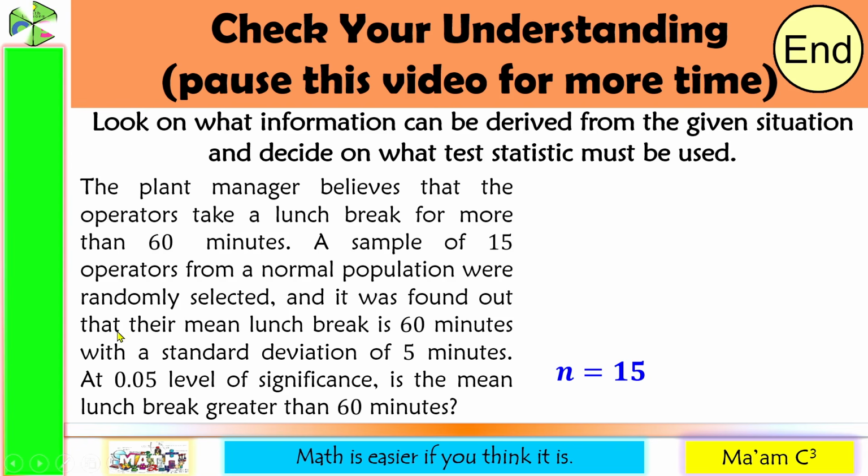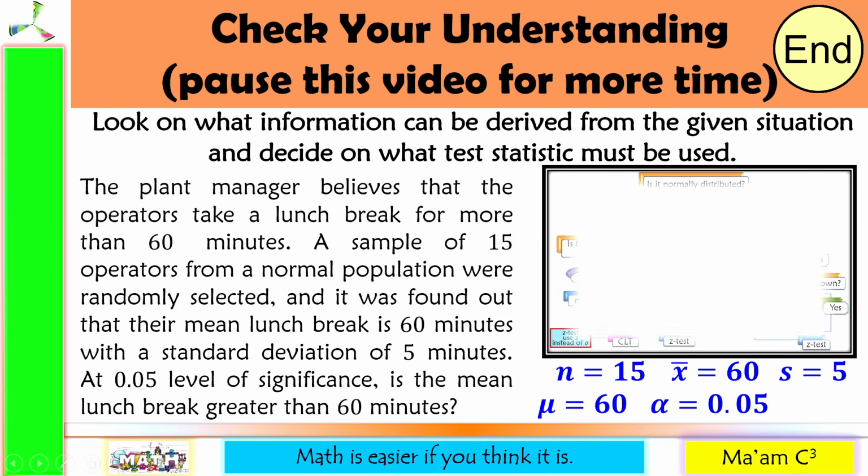It was found out that their mean lunch break is 60 minutes. So this is my sample mean. X bar is equal to 60 with a standard deviation of 5 minutes. This is the standard deviation of the sample. So this is a small letter S. Is the mean lunch break greater than 60 minutes? So this 60 will be our population mean. I also have here 0.05 level of significance. Alpha is equal to 0.05.